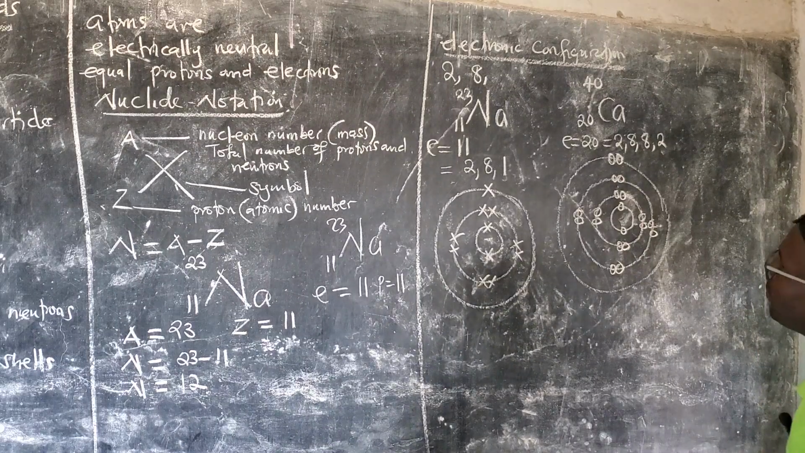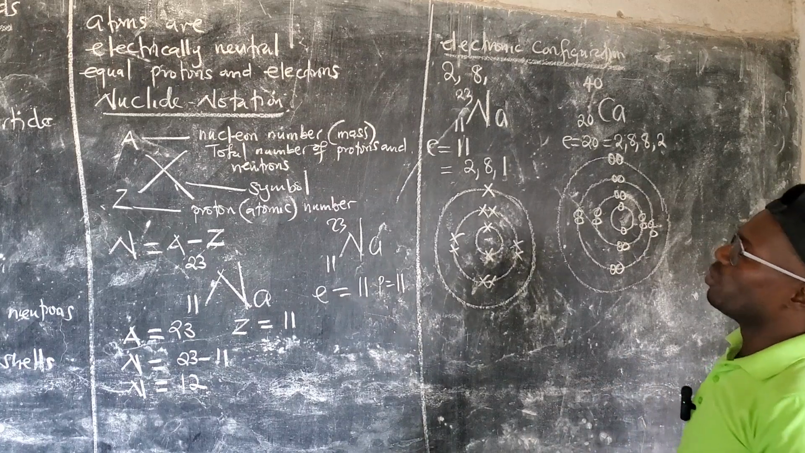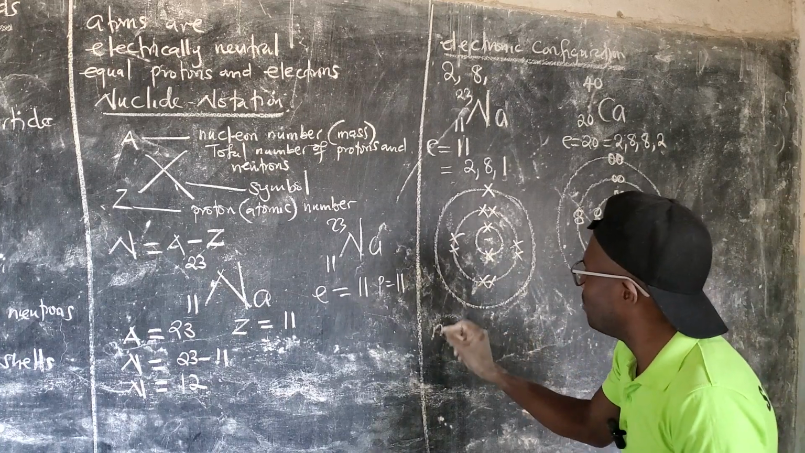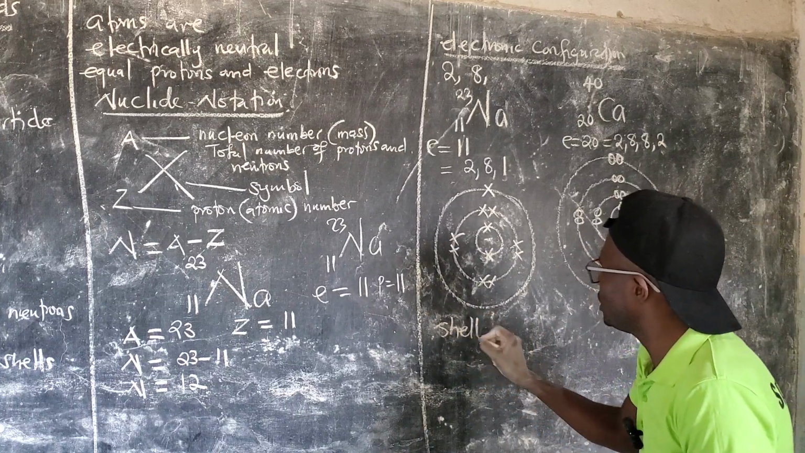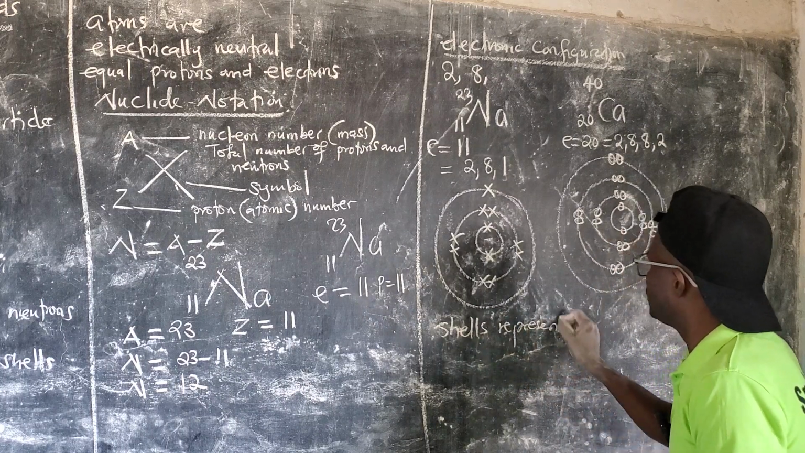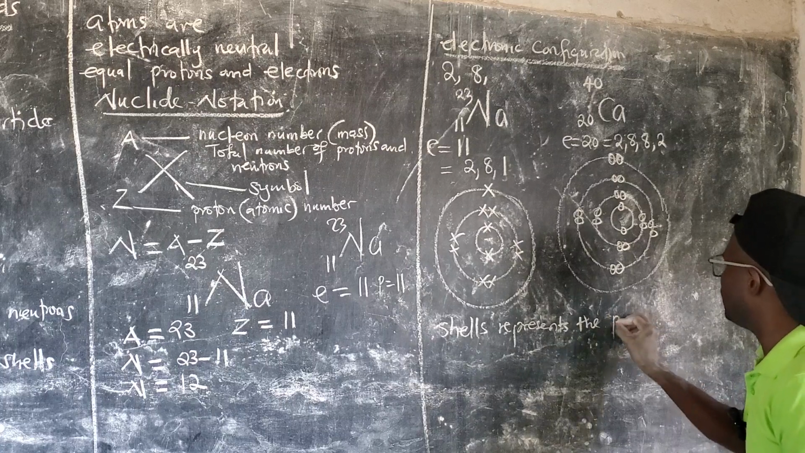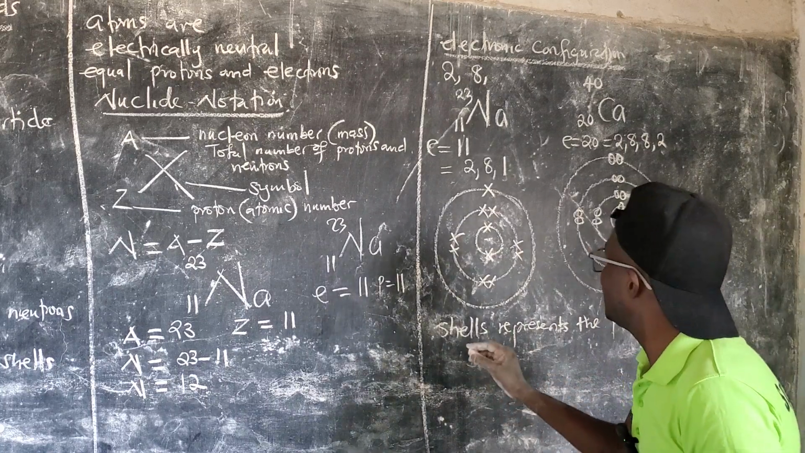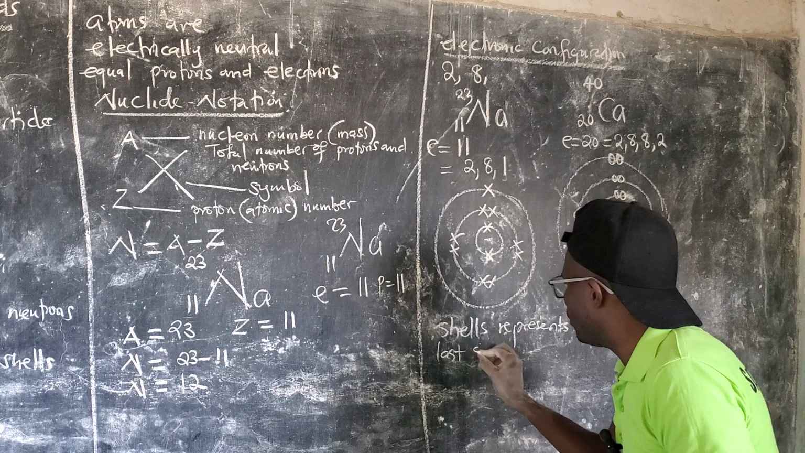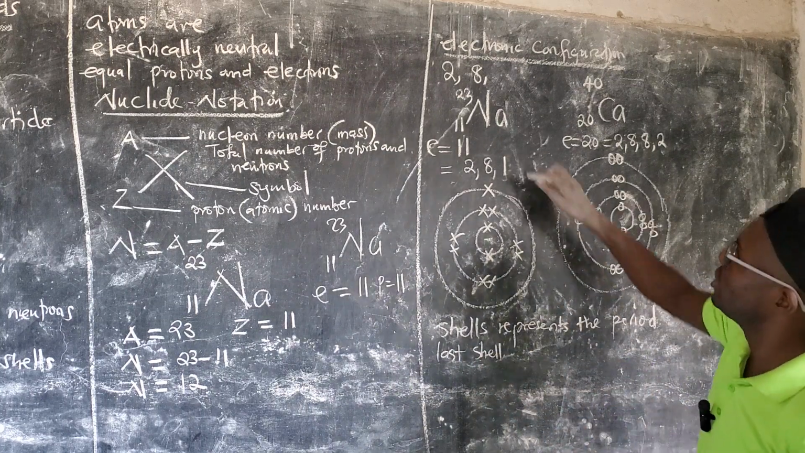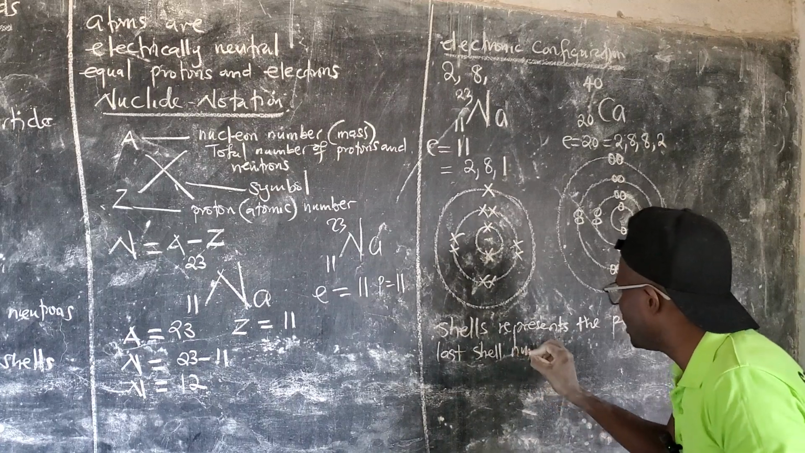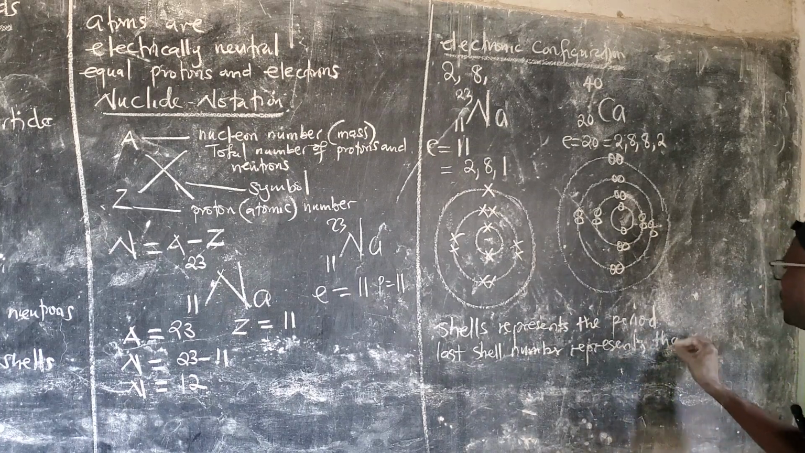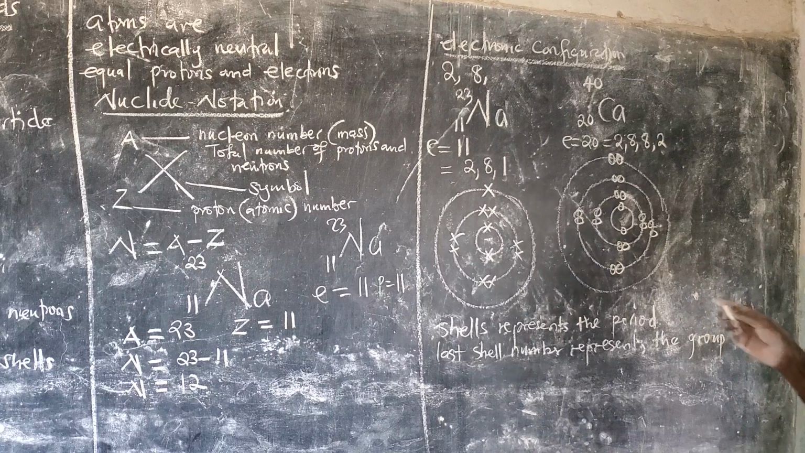So this is about electronic configuration, and this shows that when we go any further on the periodic table, we find that the number of shells represents the period. In short, the shells represent the period in which an element is on the periodic table, and then the last shell, or the outermost shell, the number of electrons at the last one, represents the group in which an element is on the periodic table.